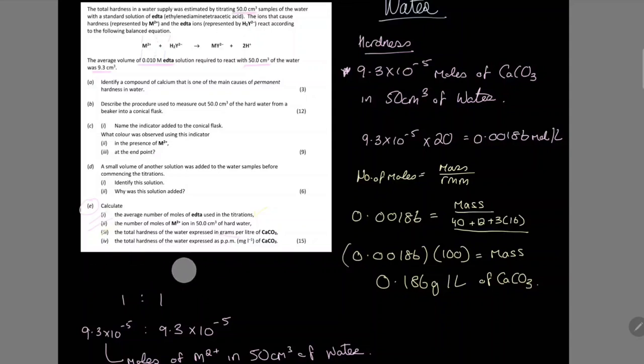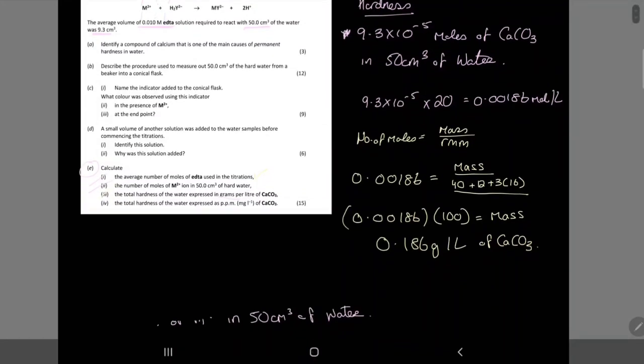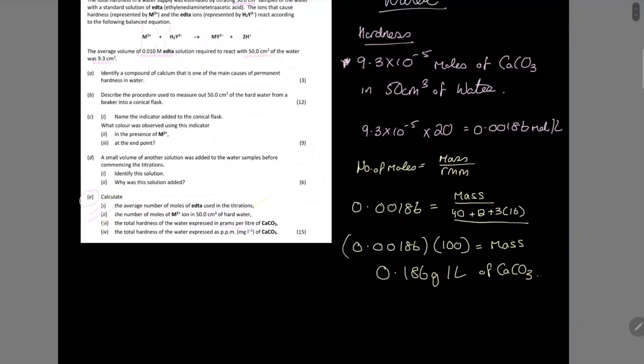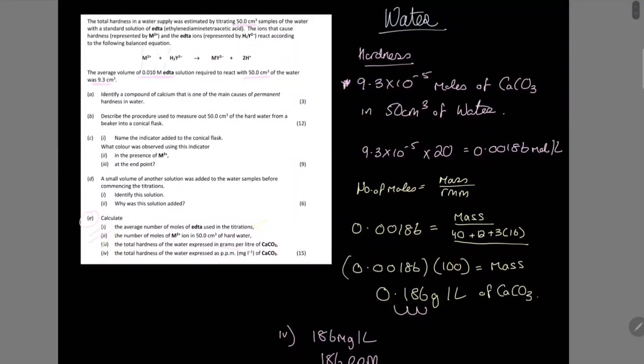Now the very last question then asks us about the total hardness of the water expressed as parts per million, which is the same as saying milligrams per litre. So all we have to do is change this grams per litre into milligrams per litre. And to do that, you just move the decimal place to the right 3 hops. So that's going to turn into now 186 milligrams per litre, or 186 parts per million. And that's part E of that question answered.